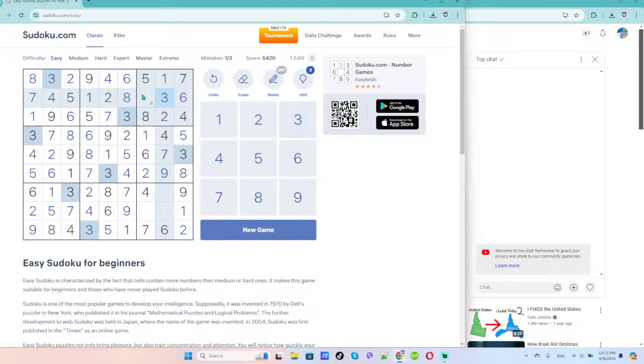Now we put here number 3 and here number 9 due to this already existing number. Now in this empty cell, there is one candidate, 3. In this cell, we put number 8. In this cell, we put number 5. It's complete.